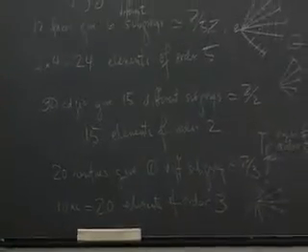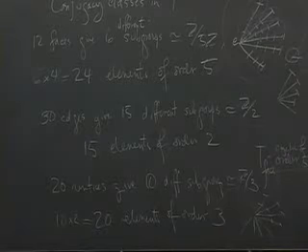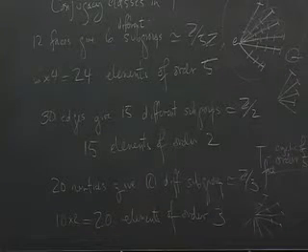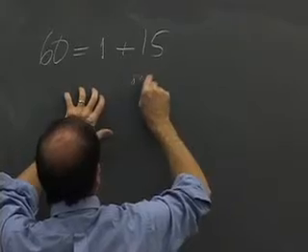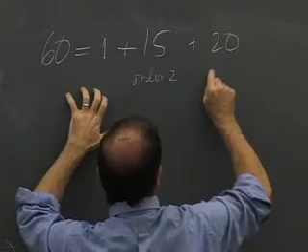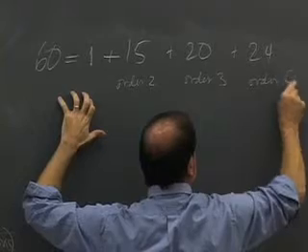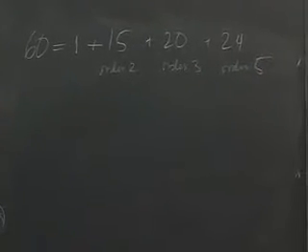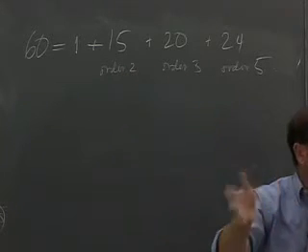Okay? Now, let's write that down. So we have this 60, because we're going to analyze why this group is simple. We have this 60 written as 1 element of order 1, 15 elements of order 2, 20 elements of order 3, 24 elements of order 5. Now, one possibility, the first thing you might guess is, you can't have an element of order 2 conjugate to an element of order 3, right? Conjugate elements have the same order.